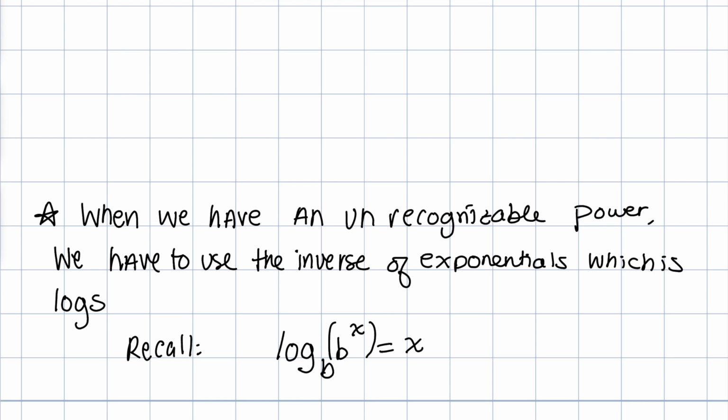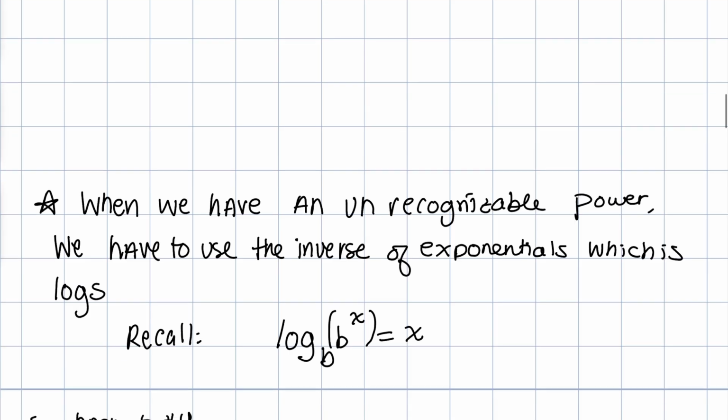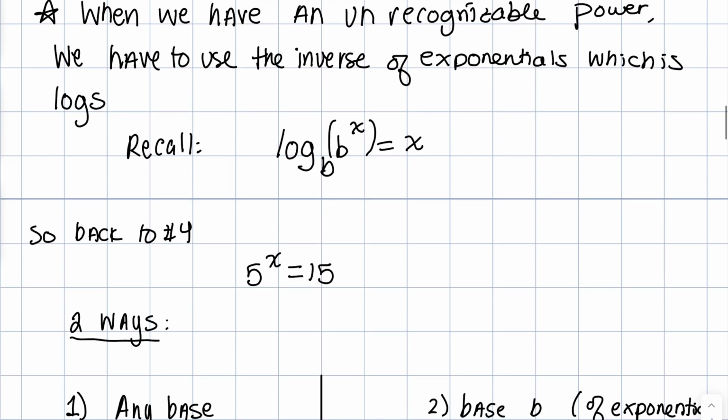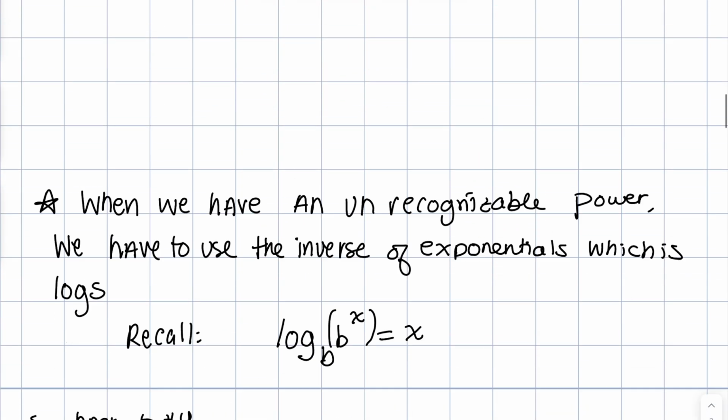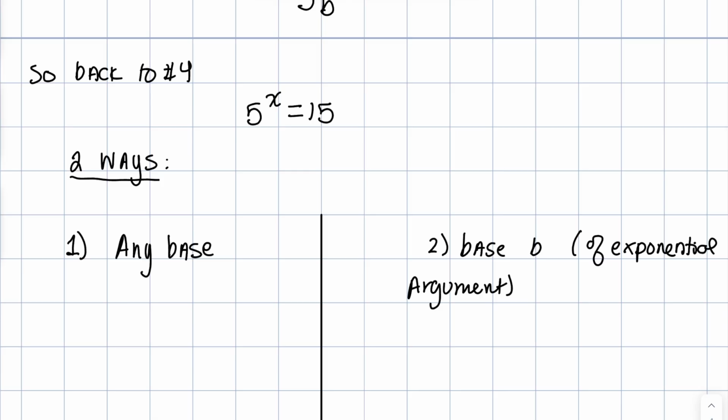So recall this property of logs where you have the base the same as the base of the log, the same as the base of the exponents, and you just get the exponent back. So let's go back to this 5 to the x equals 15. And in order to get x equaling something, I need to take the log of both sides. Now, there's a couple different ways to do this. I'm going to do it with any base. So I'm going to pick base 10.